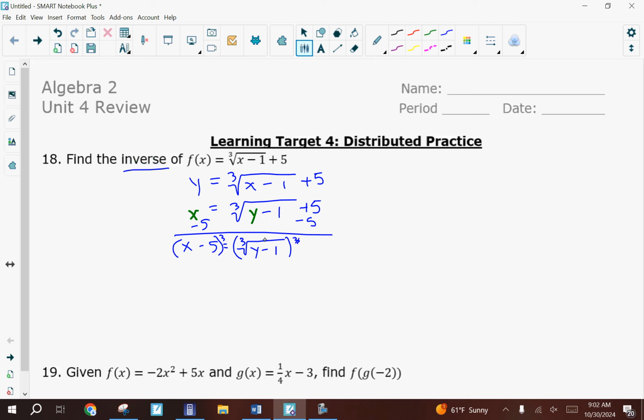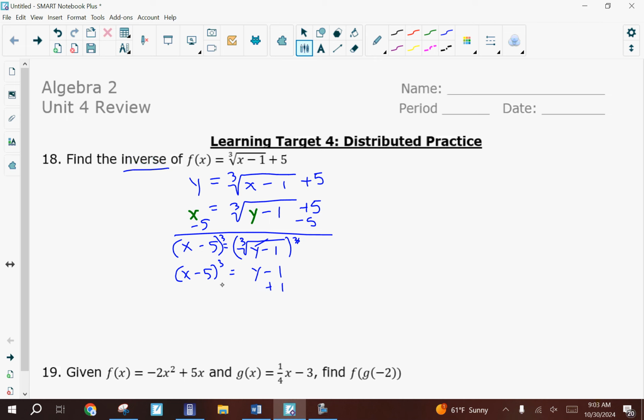So that 3 cancels out the cube root, so now y minus 1 is kind of free. We have x minus 5, and with these exponents on this type of problem, you don't actually have to multiply it out, unless you look at a multiple choice test and it doesn't have parentheses anymore. But for the most part, we just leave them as is when we're doing these inverses.